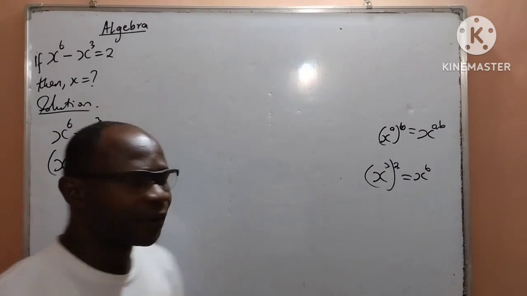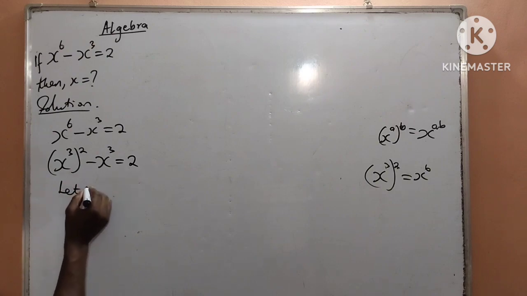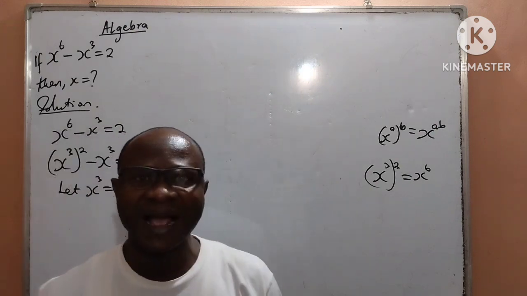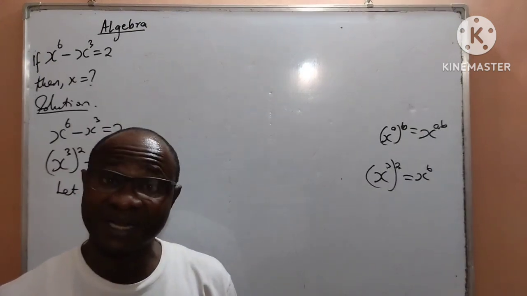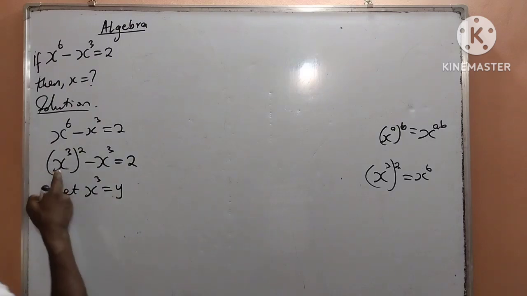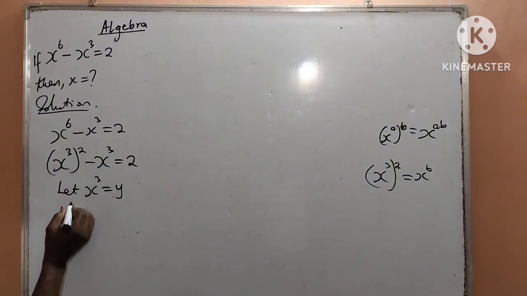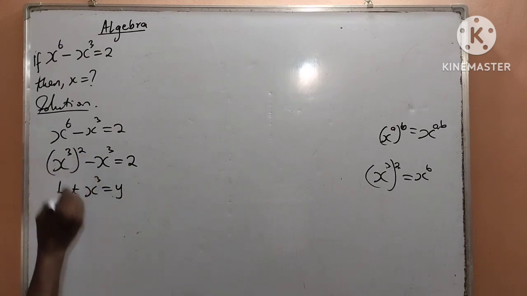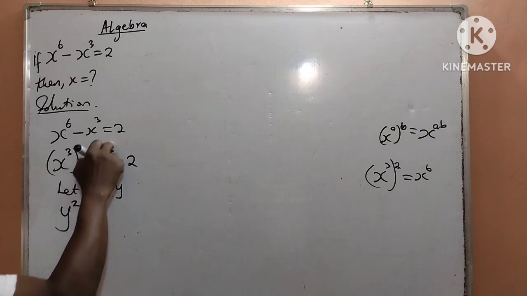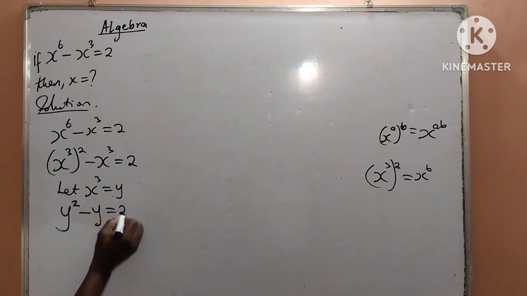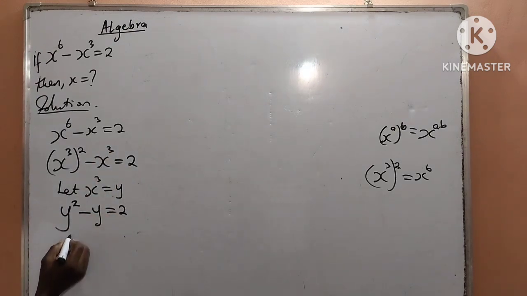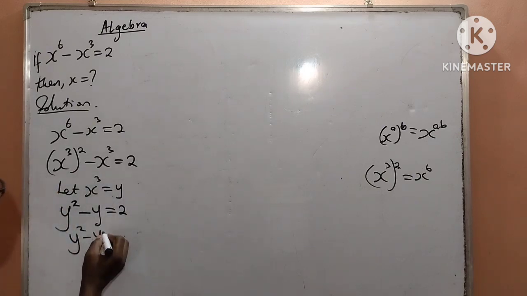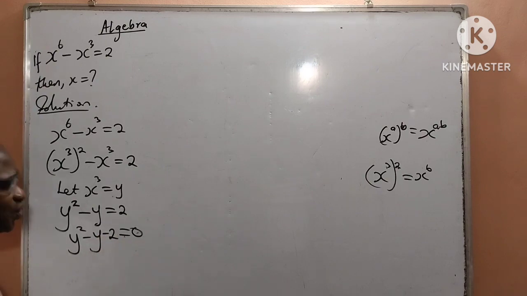Now by this, the next thing I will do is to let my x raised to the power 3 be equal to y. This implies that anywhere I see x raised to the power 3, I can represent it with y. Therefore, I write x raised to the power 3, which is y, raised to the power 2, then minus x raised to the power 3, also y, equal to positive 2. This means I can write y raised to the power 2 minus y, these two moving to the left hand side becomes minus 2 equal to 0.